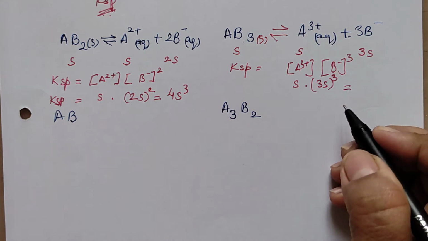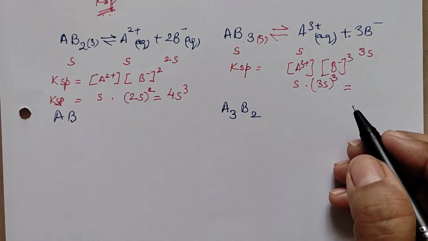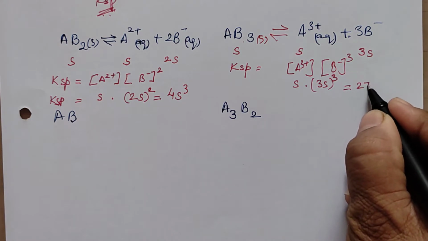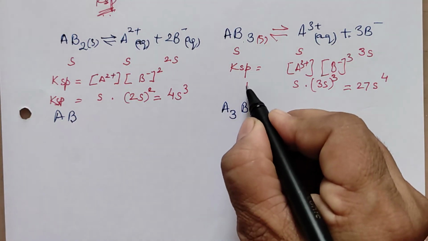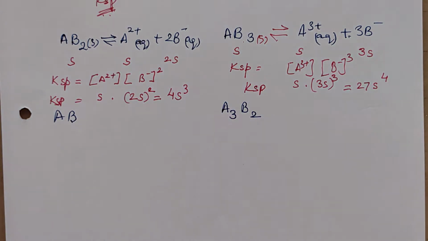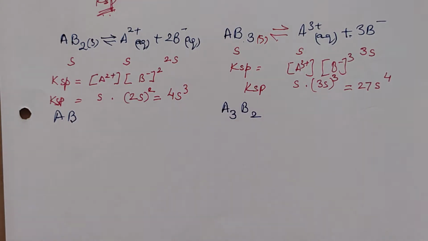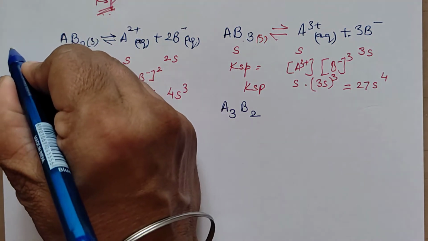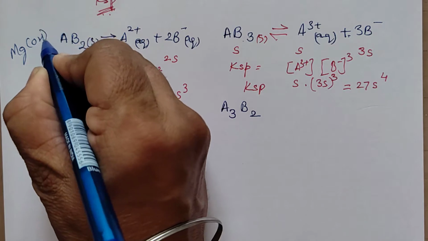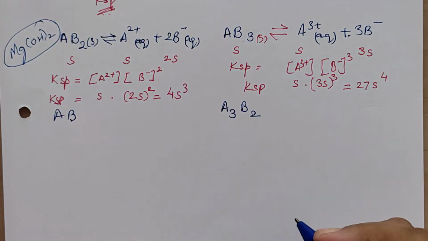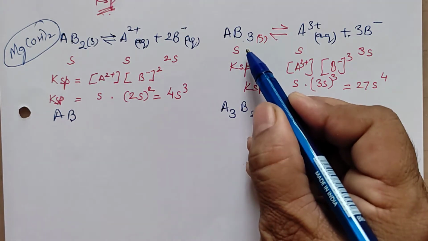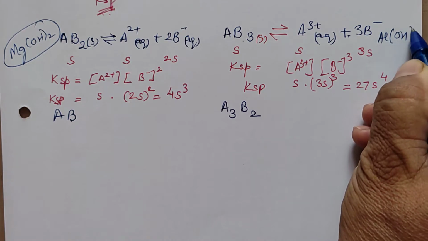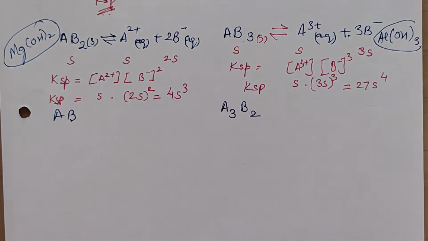Now you can open it. Got it? 3 3s are 9, 9 3s are 27. So 27S to the power 4 will be the KSP value of this type of salt. Now let's see examples. For this AB2 type salt, you can have, say, magnesium hydroxide. Suppose I am writing for magnesium hydroxide, I will write it in this form. For this other type of salt, it can be, say, aluminium hydroxide, which is the AB3 type.